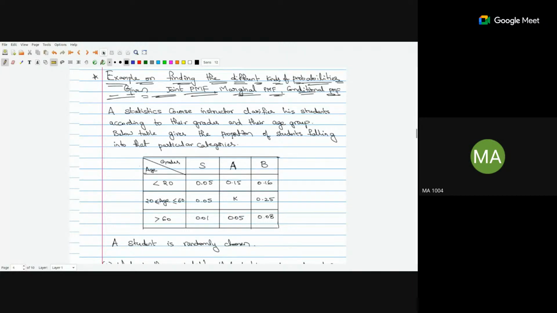What I want first of all is, maybe the course instructor has lost that value and wants to compute that fraction: the proportion of students who got grade A and are between the ages of 20 to 60. So can I compute that k? Yes, sir. And what is the value? Sir, 0.2. Okay, someone is saying 0.2.